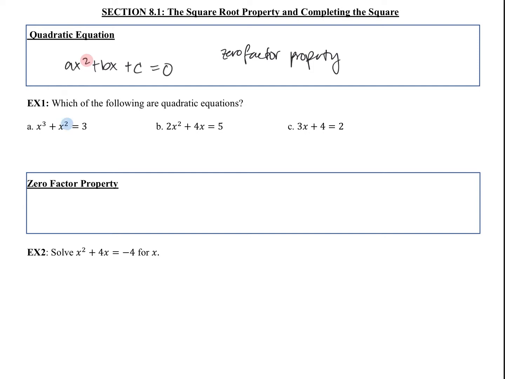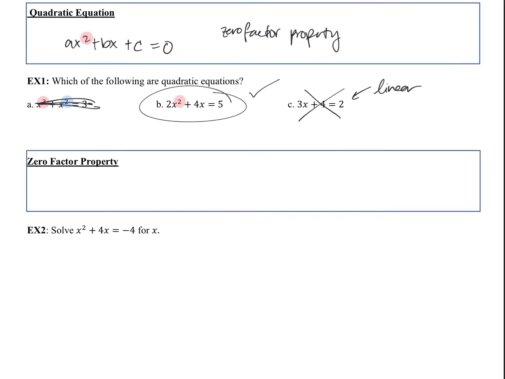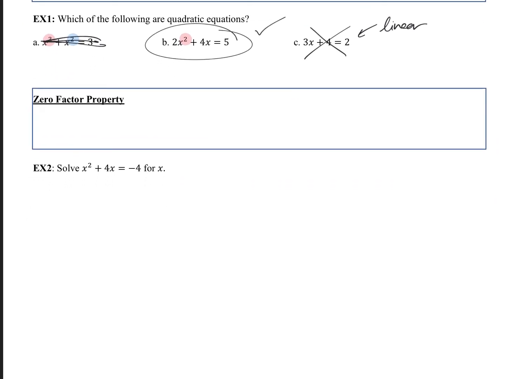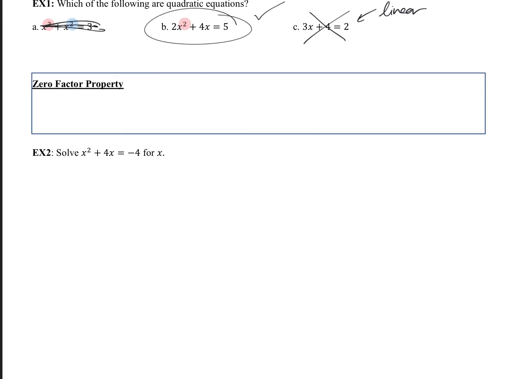Well, the first one, you might be tempted to say it is because there's a square there. But remember, for it to be quadratic, the highest one needs to be the square. And a cube exists, so this is not quadratic. In the second one, we do see a square, and the square is the highest one, so we know that this is quadratic. In the last one, do we see a square at all? We don't. The highest power is a 1, so this one is actually linear. So this is not a quadratic either. So we have one quadratic, and it's very important to know how to identify quadratic equations and linear equations and so on. So definitely practice that if that's something that you're still working on.